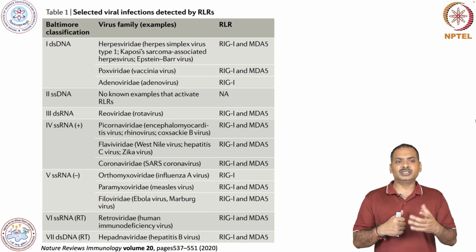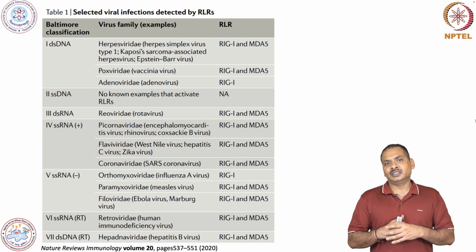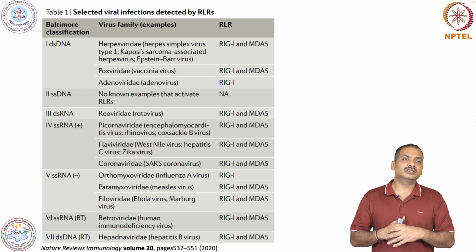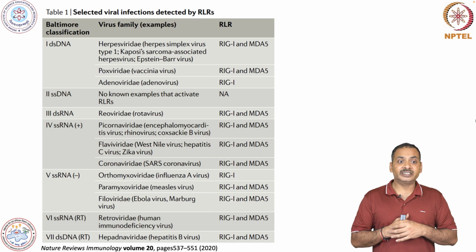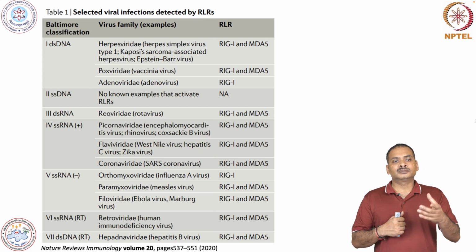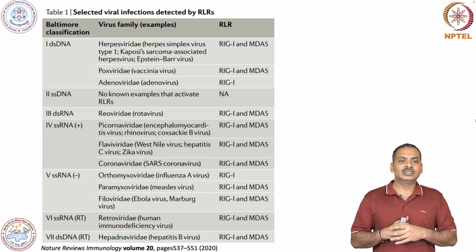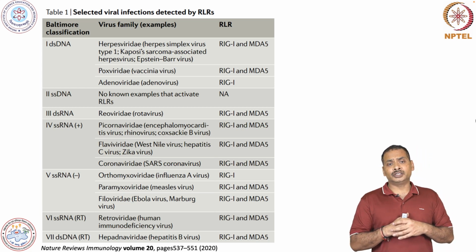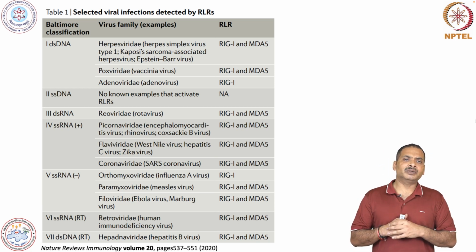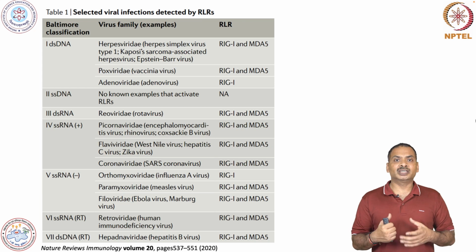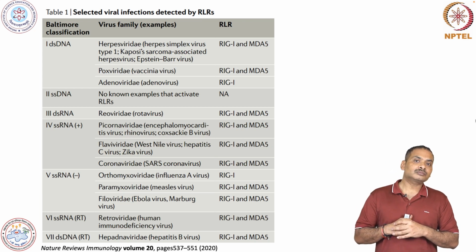Class 2, single stranded DNA: it is not known that any of the RLR members recognizes single stranded DNA molecules. The third class is double stranded RNA viruses, which are Reoviridae family members, and the best example is rotavirus, which is recognized by both RIG-I and MDA5.